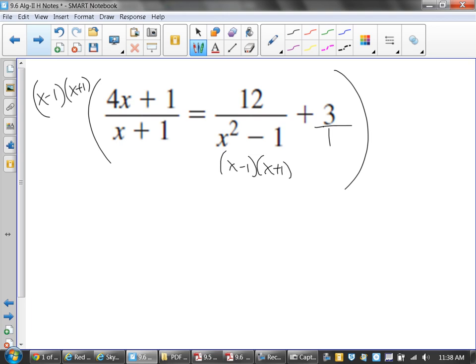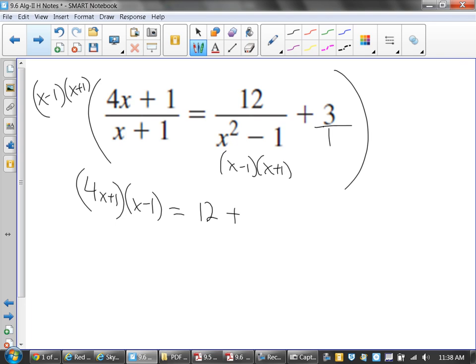Now think about the process by which we've been working so far: after we distribute, something would drop out. Like Paul just said a second ago, this first term already has an x plus 1 in it, which means if I multiplied it by x plus 1, x minus 1, the x plus 1s will drop out. What am I left with? x minus 1. So my first numerator will be 4x plus 1 times x minus 1 equals. Does the 12 need to be multiplied by anything? It does not. Good, because it has both of them already.